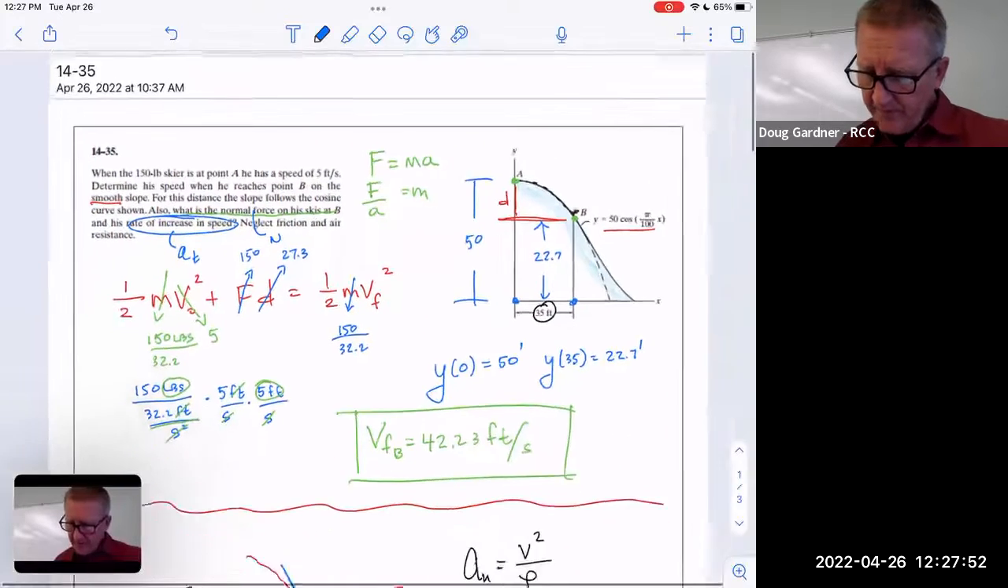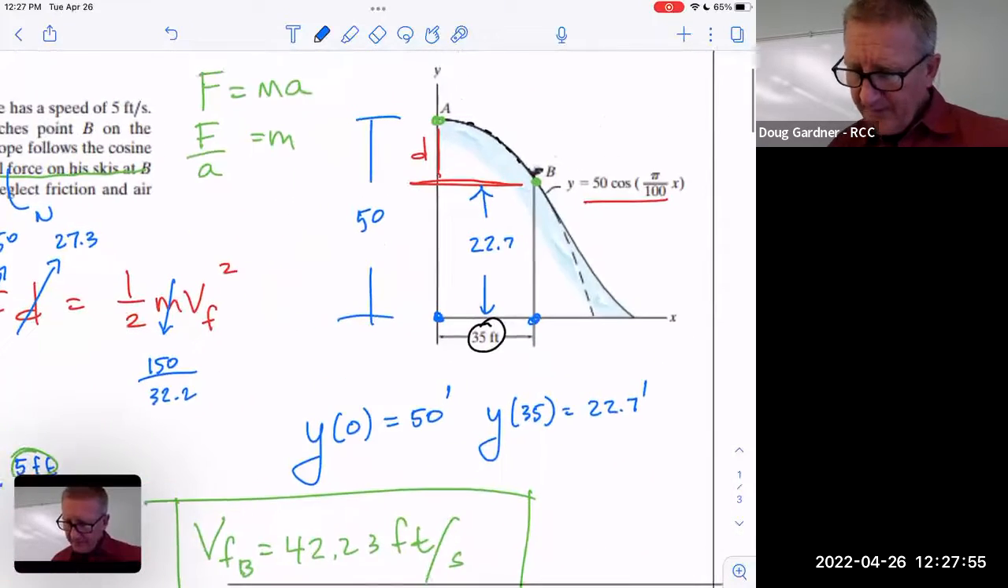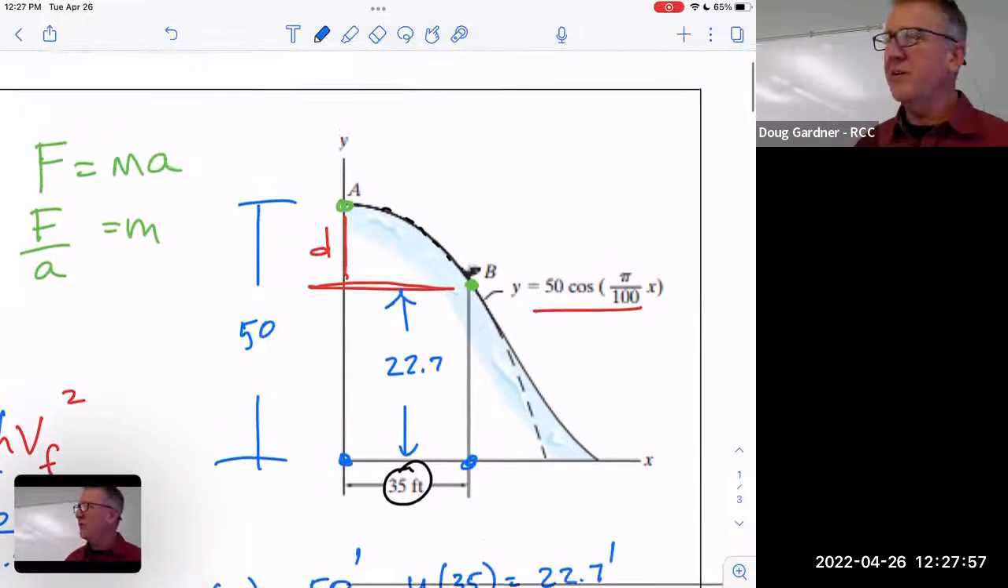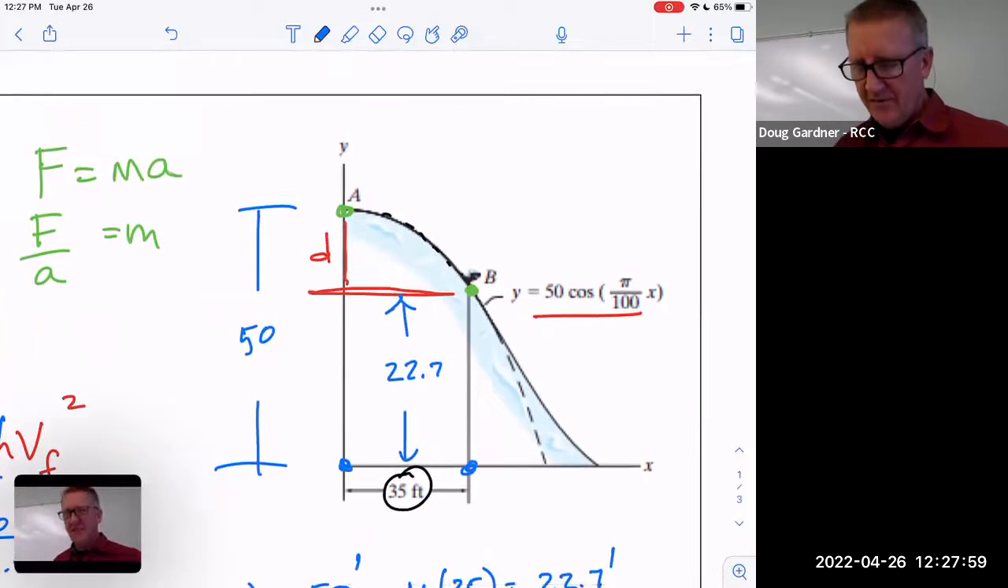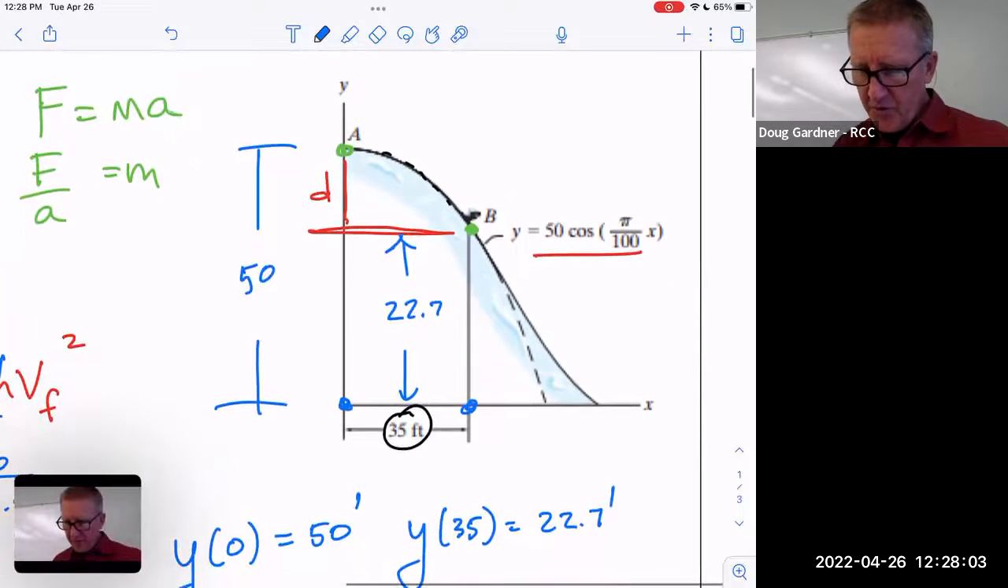I like this question because it's so close to being something realistic in a sense. You know everything about this person's motion, where they are, how fast they're going, how hard the snow is pushing on them. And this is really cool.